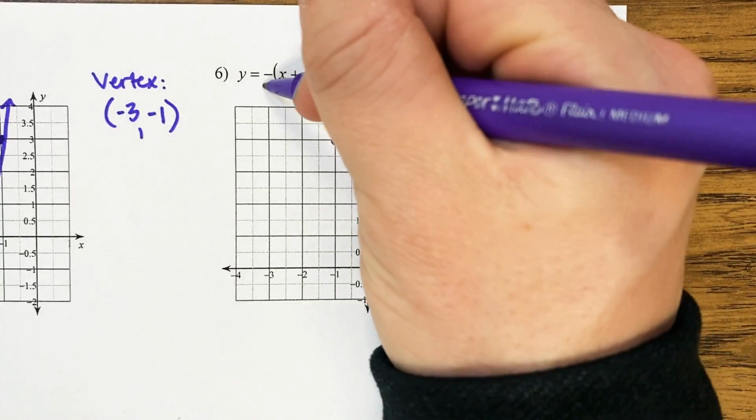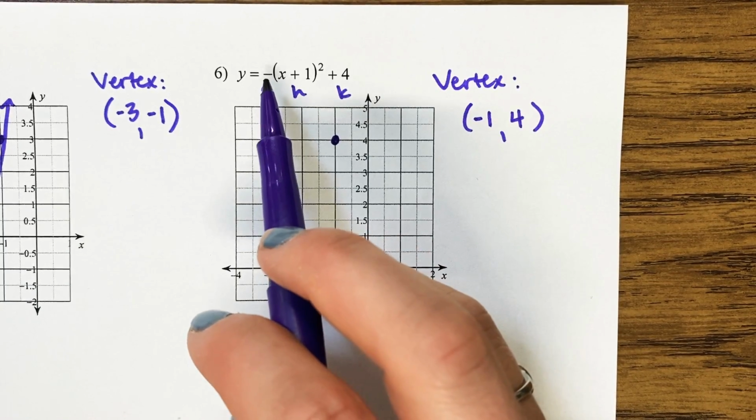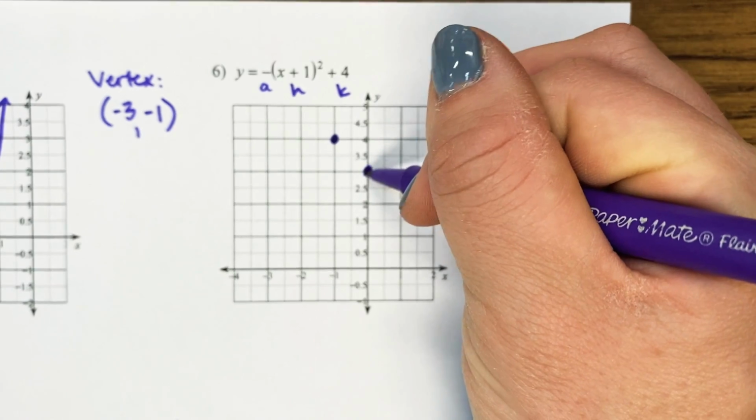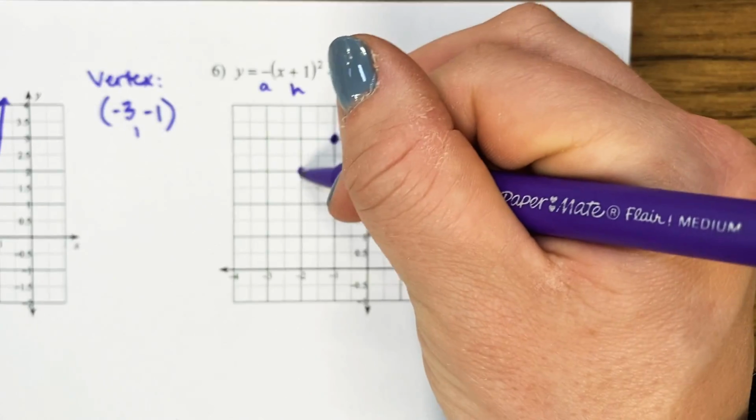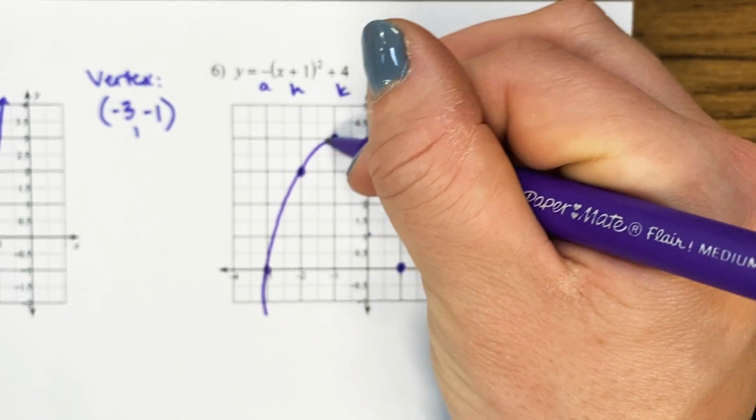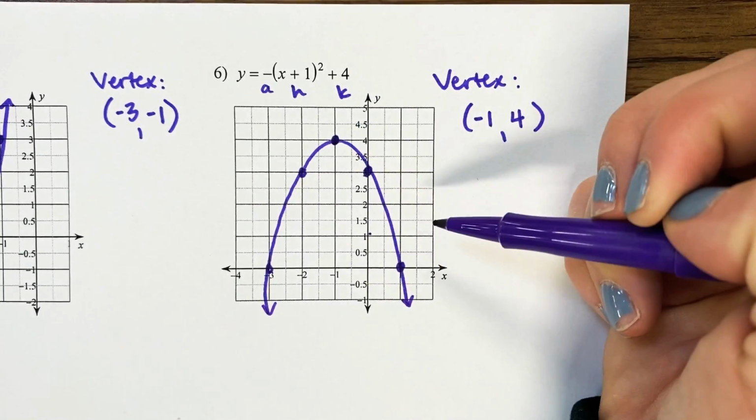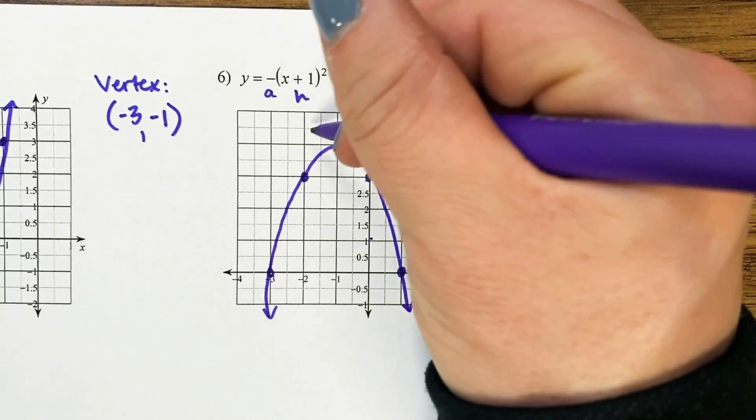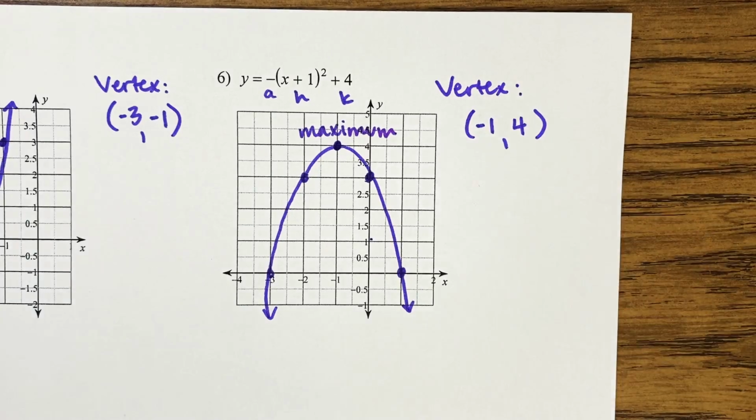Now we have to ask ourselves, was my A positive or negative? We see that it's actually negative this time, so we're going down. Down 1 over 1, and down 3 over 1. Connect those, arrows at the end. And is my vertex here a maximum or a minimum at the very top? It is a maximum.